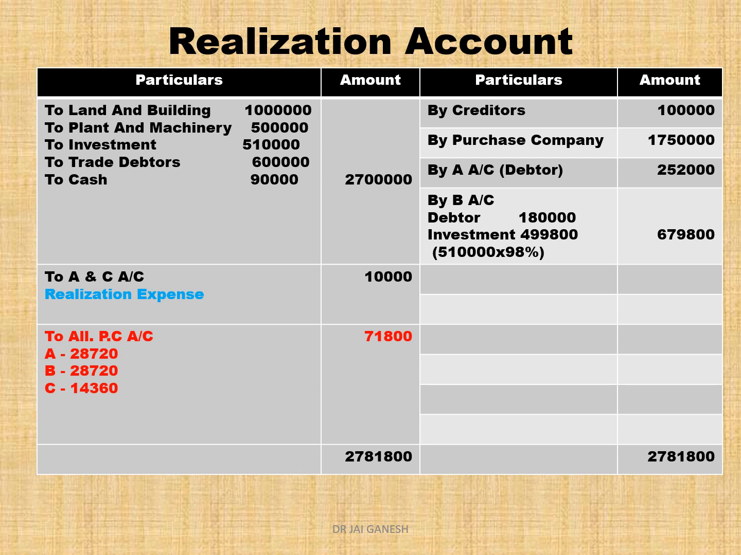So we have on the debit side A and C: realization expenses paid by A and paid by C. It's 10,000, so A pays 5,000, C pays 5,000. Then the total realization profit is 71,800. Distribute 2:2:1. So A gets 28,720, B gets 28,720, C gets 14,360.